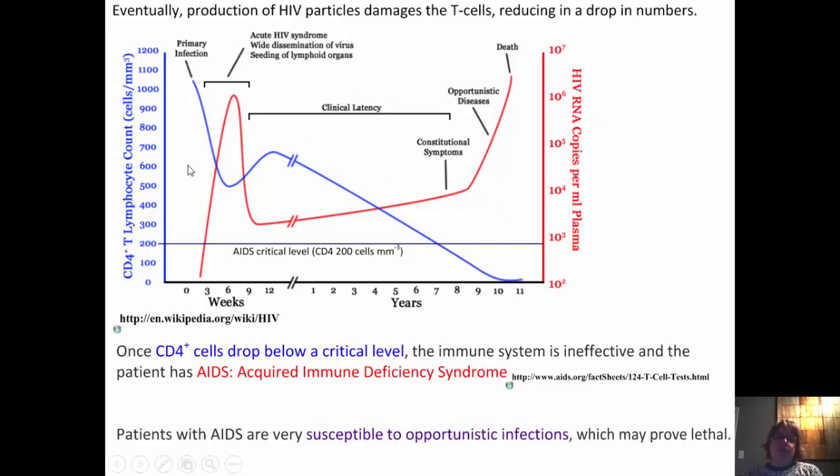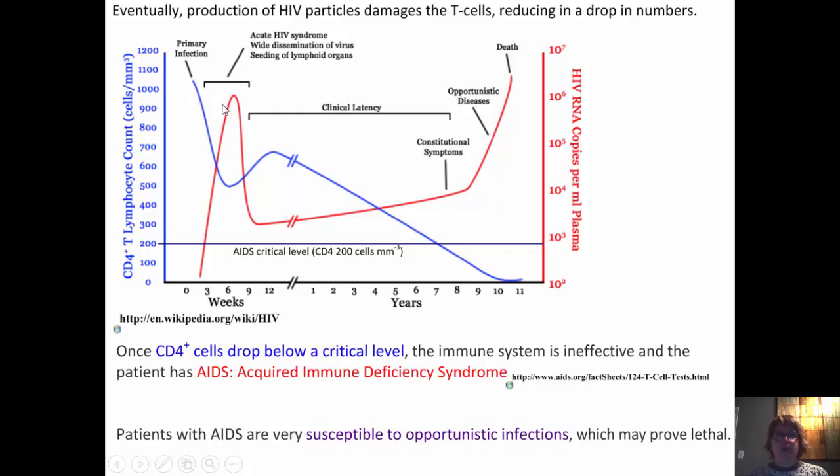All right, so this is really what you need to take home about HIV. So you have two axes. First of all, you have your CD4 T lymphocyte count, from 0 all the way up to 1,200 cells per millimeter cubed. And then over here, you have your HIV RNA copies per milliliter of plasma. So you have an infection, and starting with this infection, you have very little HIV.